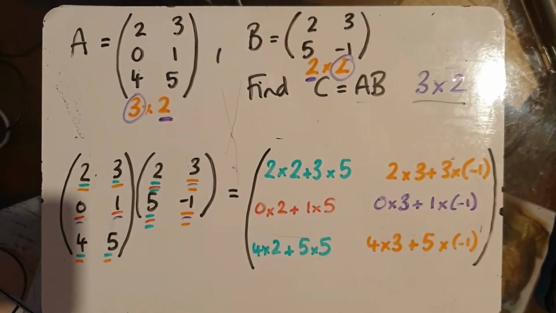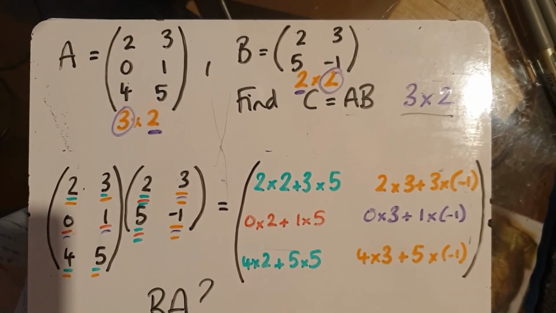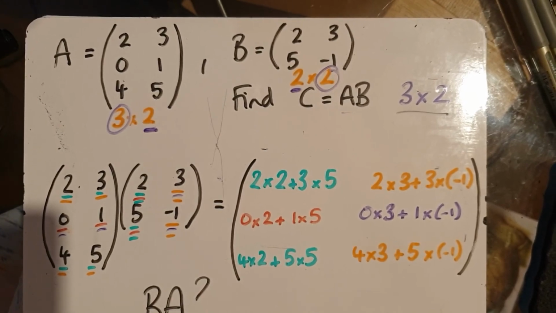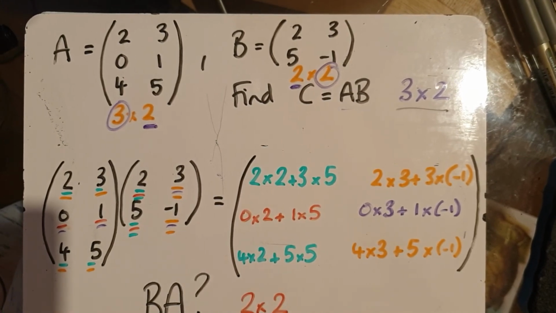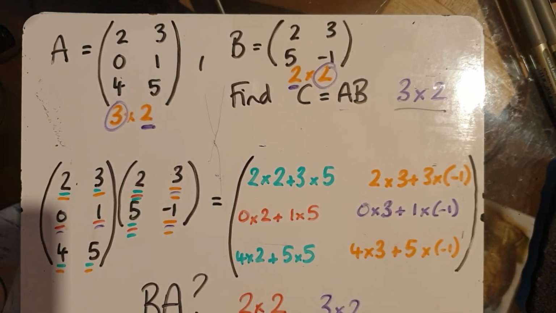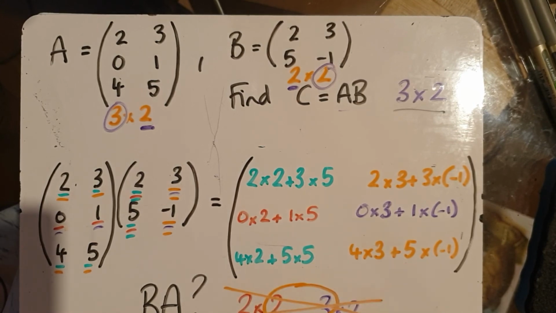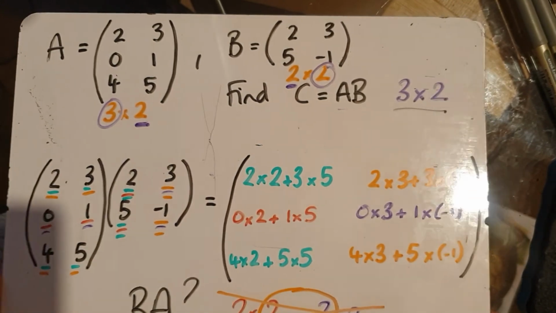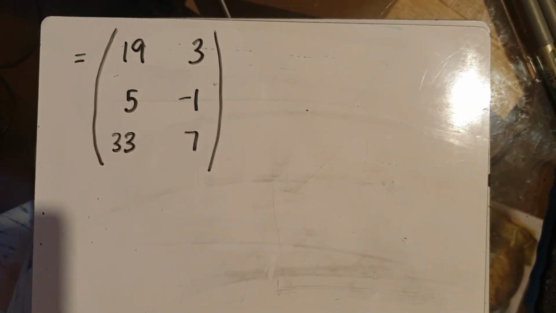Can I do B times A? B is a 2 by 2 matrix. A is a 3 by 2 matrix. These numbers do not match, so I cannot do B times A. So this is the resultant matrix. Please make sure you've got that example copied down. I hope that has made sense.